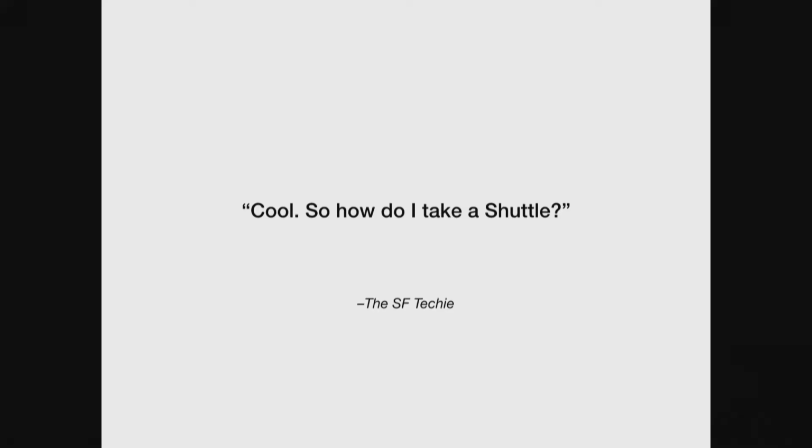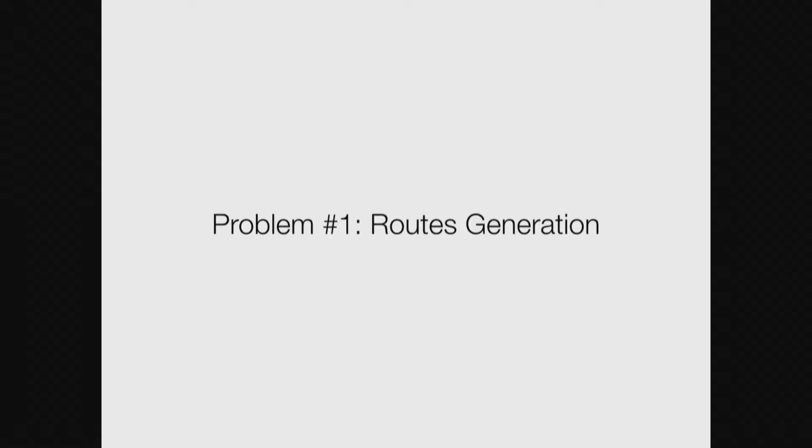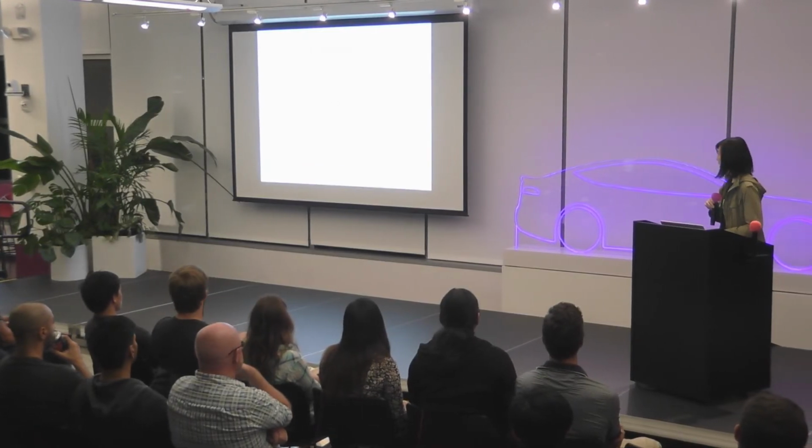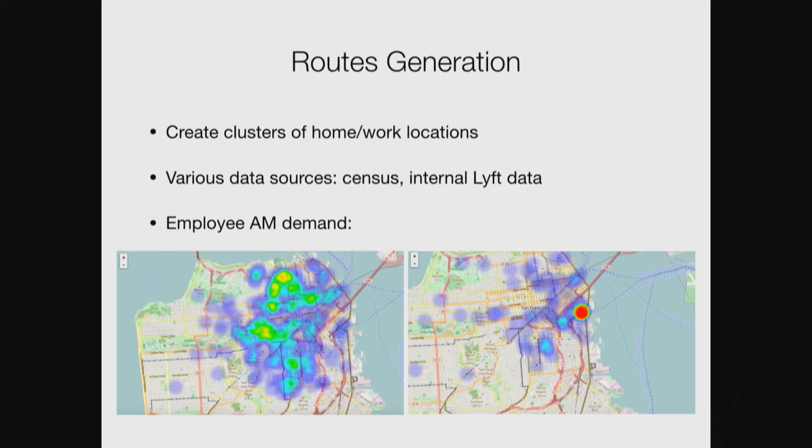It has a bunch of unique features. And so how do we actually let people take a shuttle ride? Now, the first problem that we encountered is how do we actually generate all of these routes? And our data science team was heavily involved in this process. What we want to do here is basically create a cluster of home and work locations. We get this data from the public census data and from internal Lyft data.